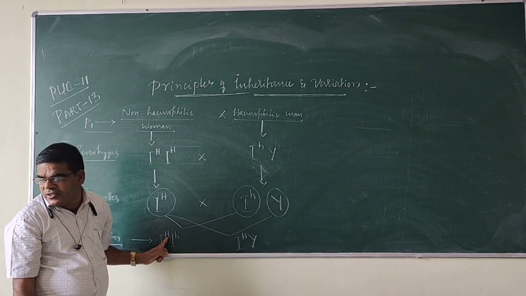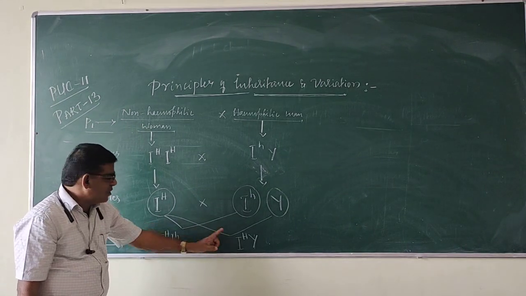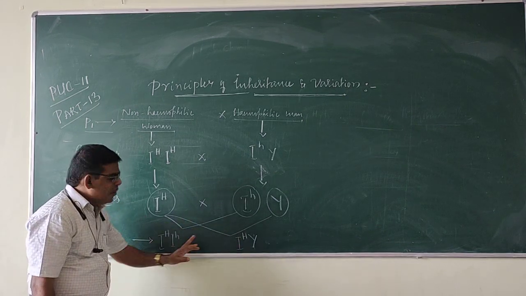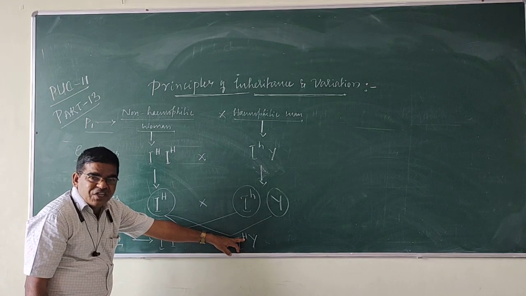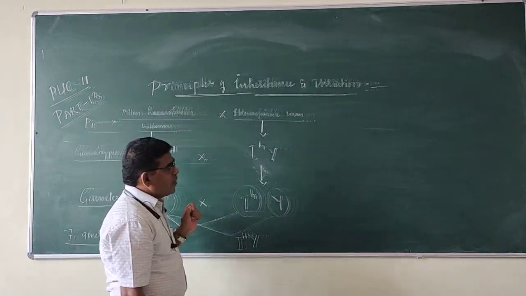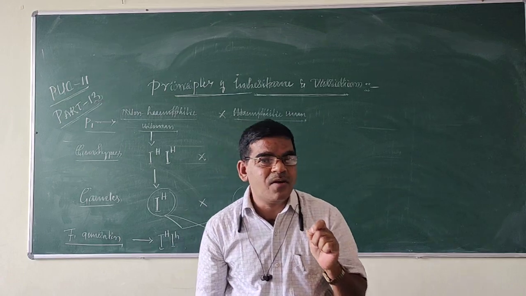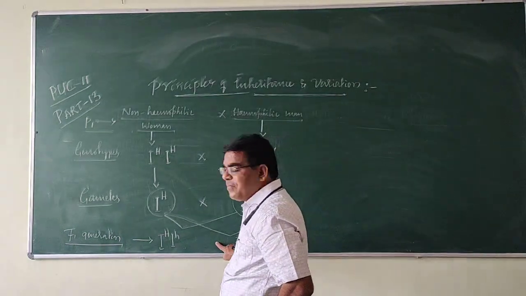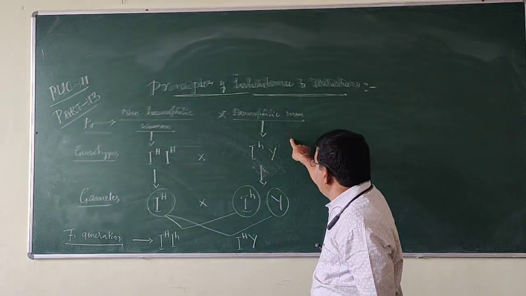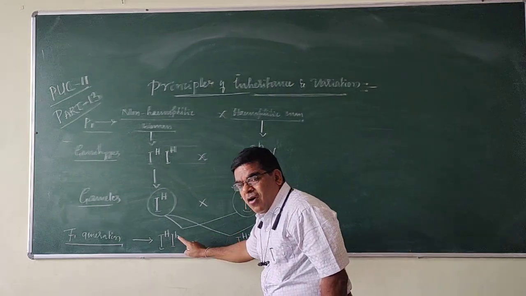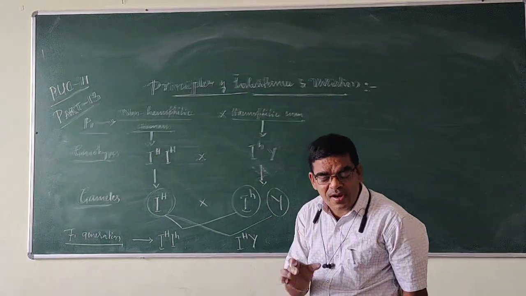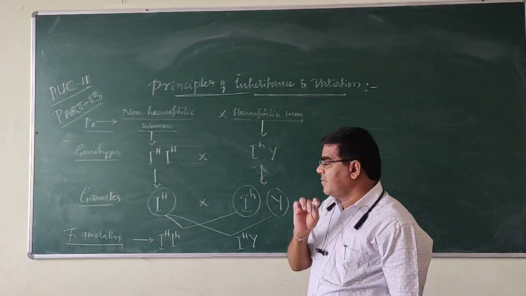Here also capital H. So daughter and son, both are normal, because due to the presence of the dominant gene in the F1 generation, the offsprings are normal. Normal means non-hemophilic. Clear? So a non-hemophilic woman crossed with a hemophilic man, in the F1 generation all the offsprings, both male and female, daughter and son, are normal. Normal means non-hemophilic.